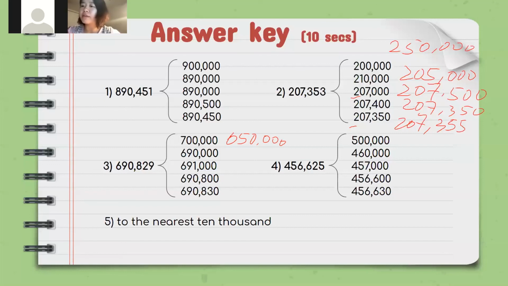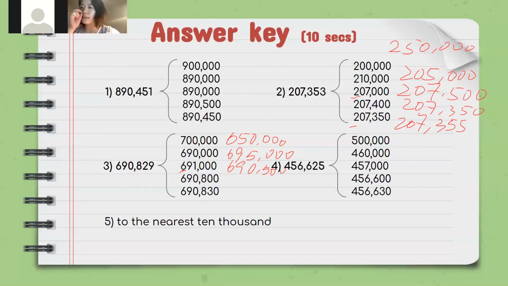And for the 10,000, the midpoint is 695,000, and this number is less than the midpoint for the 10,000 place. So we round this number down to 690,000. And for the 1,000 place, our midpoint is 690,500. And this number is larger than the 1,000 place midpoint. So we round this number up to 691,000.